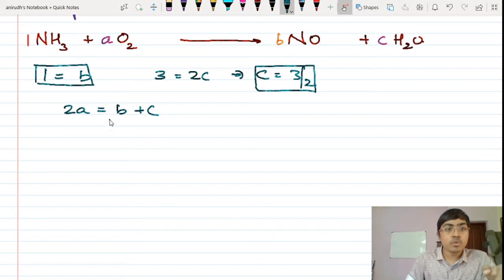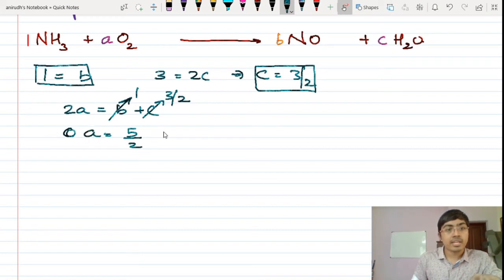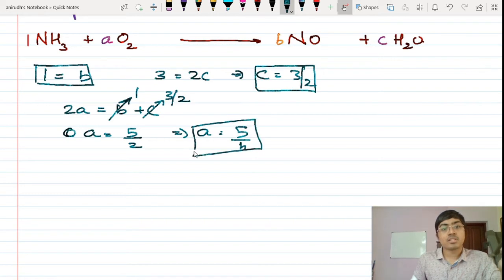Right? Now we know B is equal to 1, and C is 3 by 2, isn't it? So on this side you will get 5 by 2, and that is equal to 2A. So this implies A is equal to 5 by 4. So we got the answer for this question.